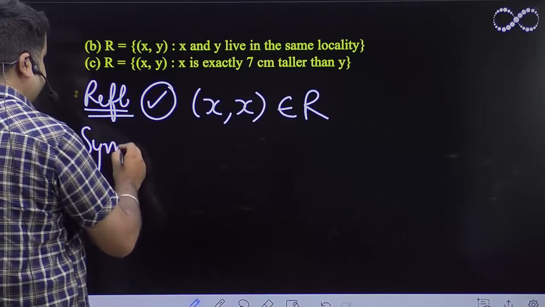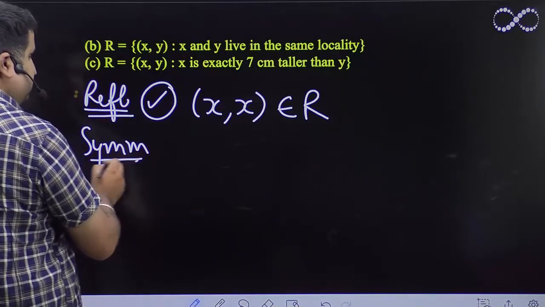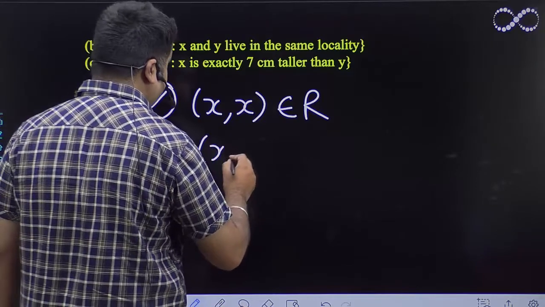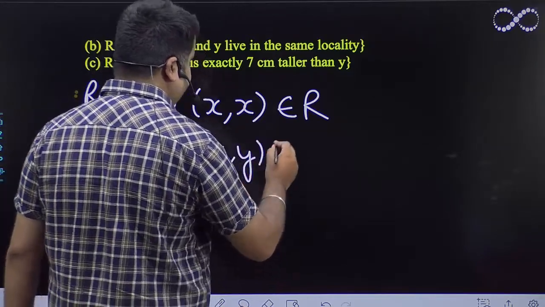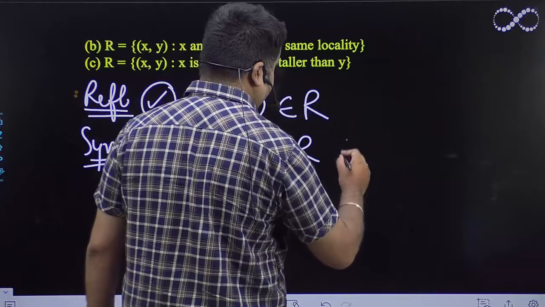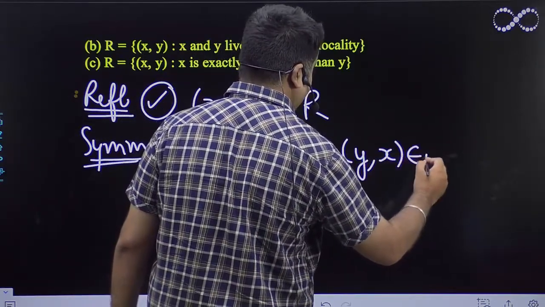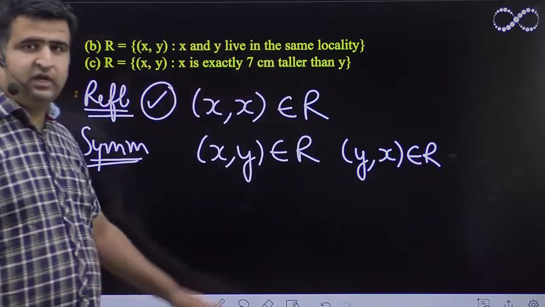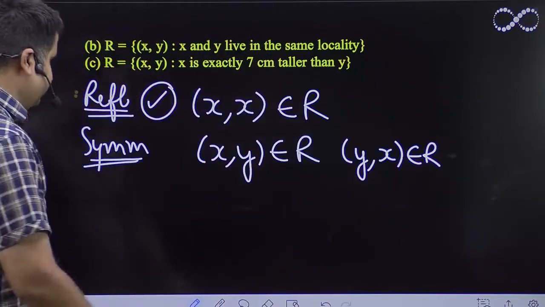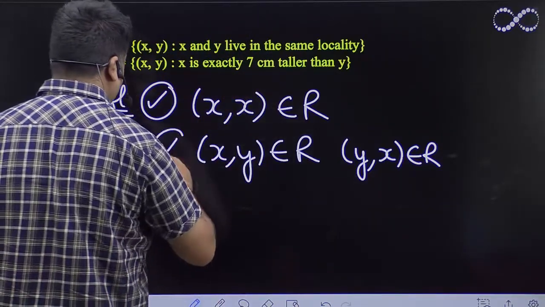For symmetric, it's the same thing. If X and Y live in the same locality, then Y and X will also live in the same locality. So this is also a symmetric relation. Hence, this is also true.